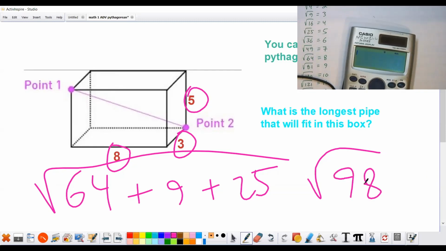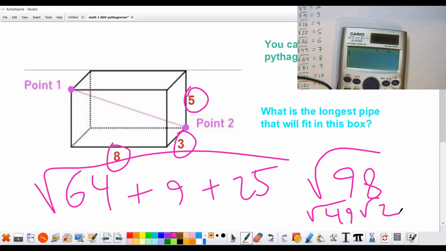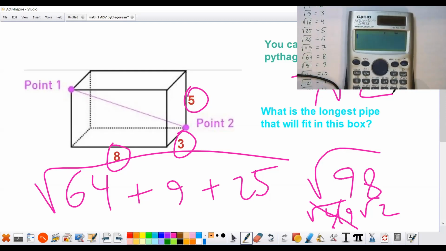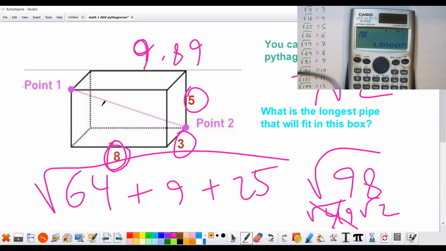Wait, can you break that down? Yes, believe it or not, I got my list right here. 49 times 2. And the square root of 49, I'm going to go up top, is 7 times the square root of 2. I could also just use my calculator. And the square root of 98, 7 root 2. Decimal-wise, it's about 9.89. Yeah, because you knew it was going to be bigger than 8. Pretty cool. 3D Pythagorean theorem.